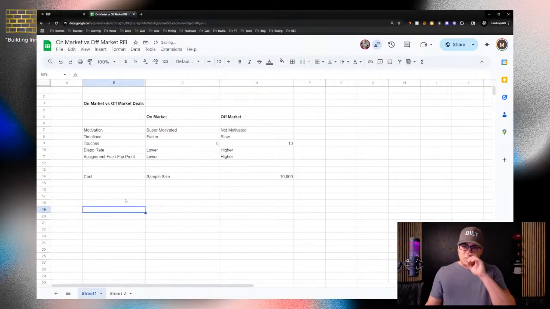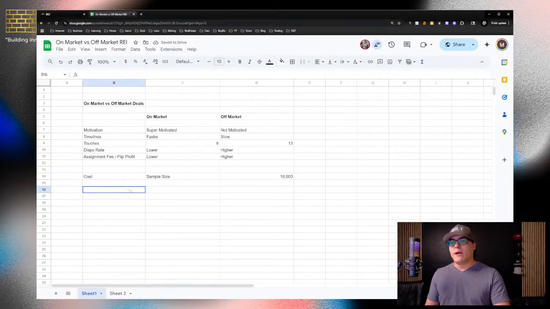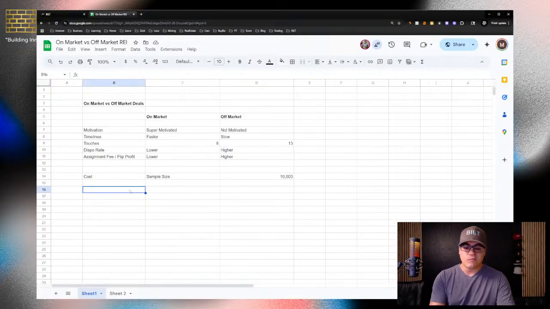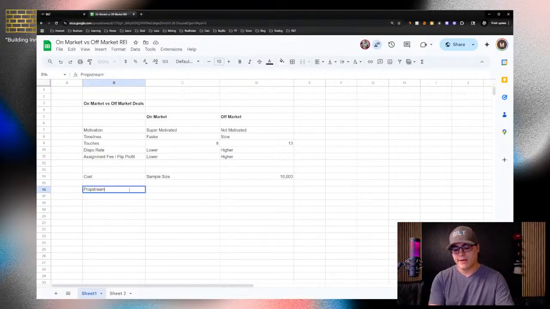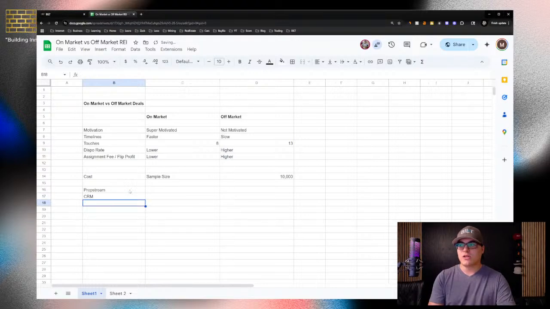So looking at that right away, you're going to have a few things to take into consideration, right? Let's just say PropStream is where you're getting your data source. It could be Batch, could be the other ones, right? They're all pretty much the same price. You're going to pay a monthly cost for something like that. You might also pay for some sort of CRM to keep your data organized and be able to market to them. There's going to be a cost involved with that.